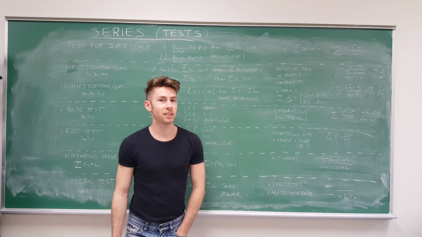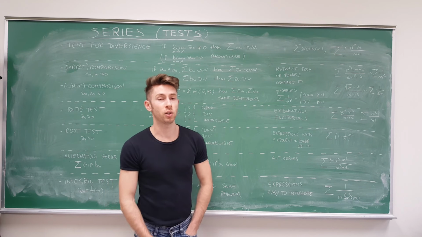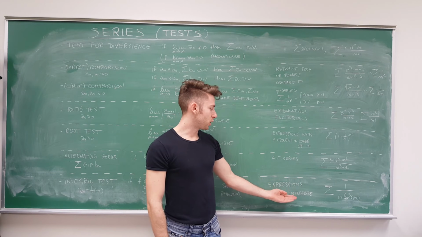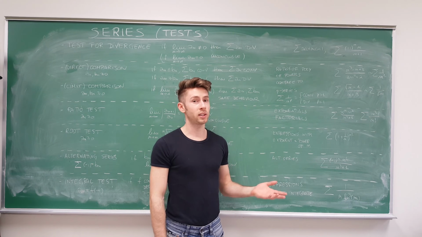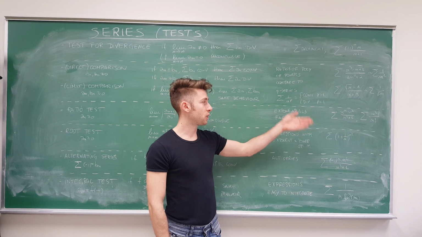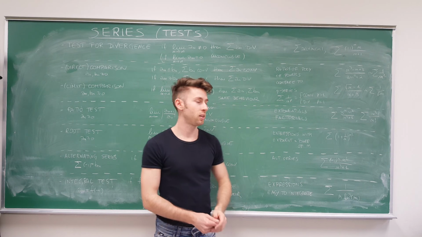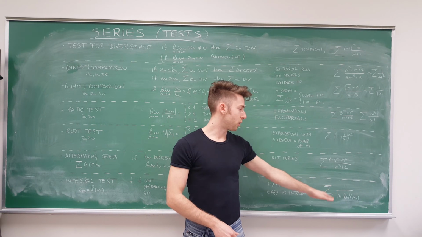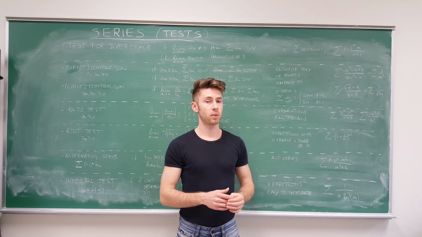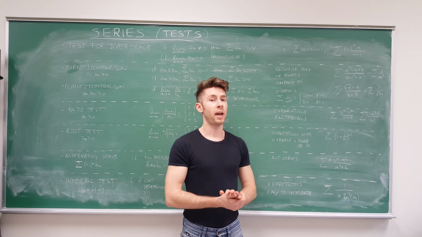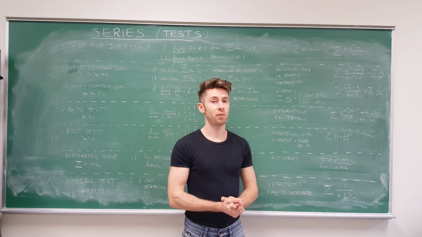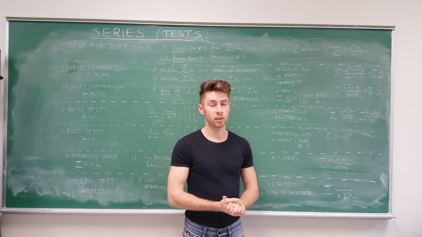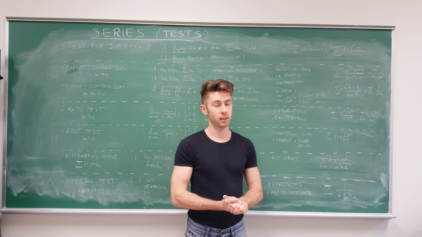When do you want to use this test? I'd say it's not used that often, but you can use it whenever you see an expression that is easy to integrate, or if you run out of options and you cannot use any of the other tests. So in my example, I'm giving you a series of 1 over n times logarithm cubed of n, and we can see that if you do a substitution, u equals logarithm of n, this is going to be easy to integrate. So you want to go for the integral test.